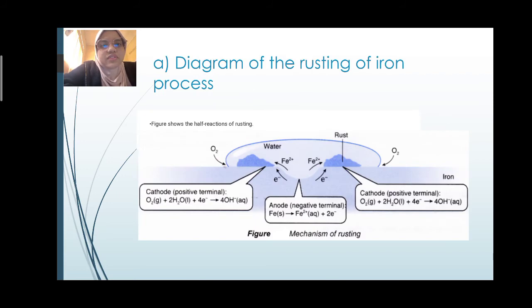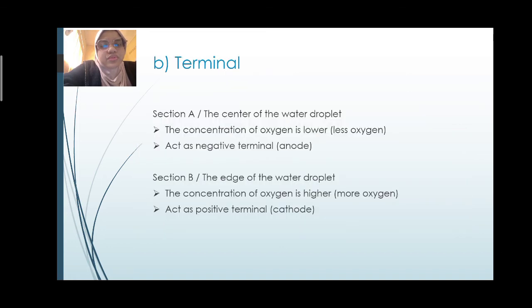So this is a diagram of the rusting of iron process. As you can see, there are two terminals, which are anode, negative terminal, and cathode, positive terminal. In section A, the center of the water droplet, the concentration of oxygen is lower, less oxygen, and it acts as the negative terminal, anode. And section B, which is the edge of the water droplet, the concentration of oxygen is higher, more oxygen, and acts as the positive terminal, cathode.